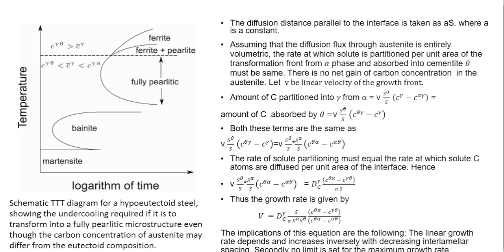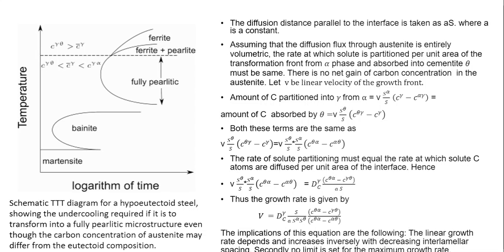So the diffusion coefficient of carbon in austenite, that is D C in gamma, multiplied by the difference in the concentration between C theta alpha, that means the carbon which is there in front of the theta phase, minus C gamma theta, where C theta alpha is the carbon concentration in cementite in front of alpha, divided by A into S. So A into S is what is known as the diffusion distance.